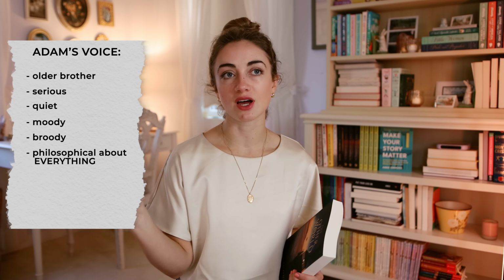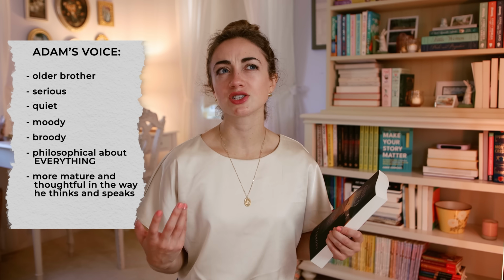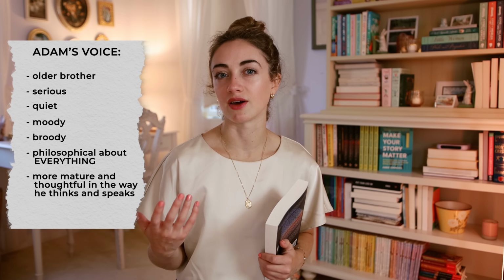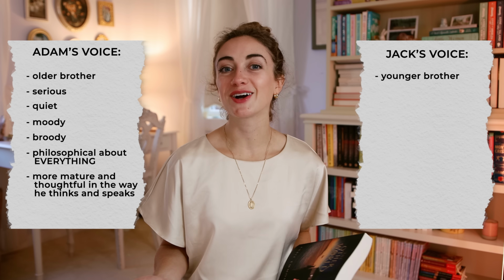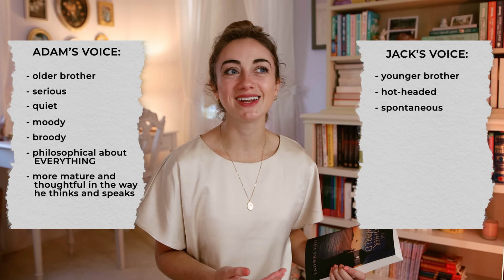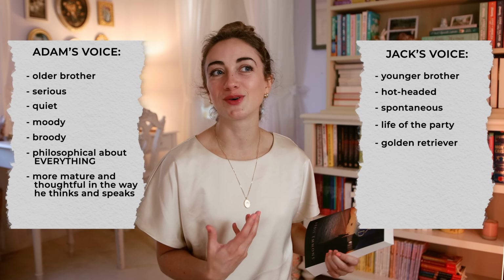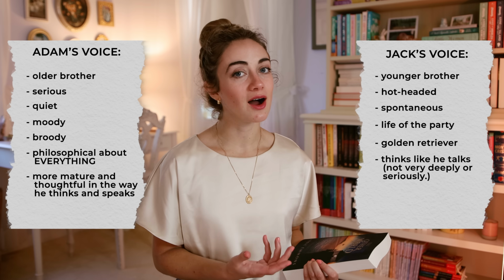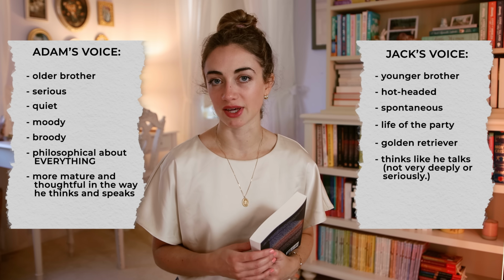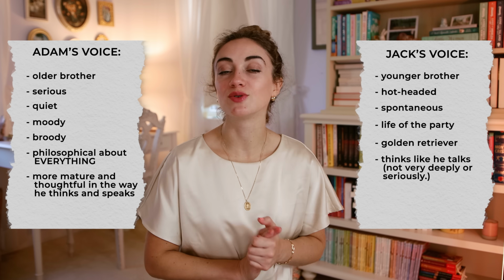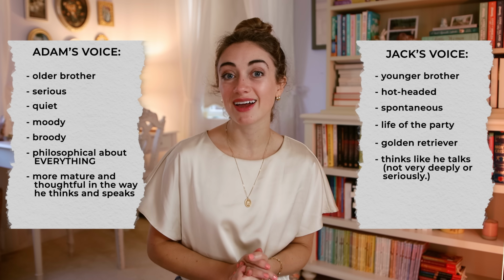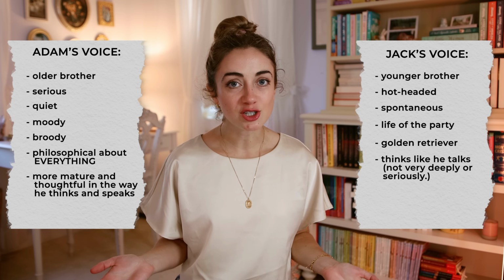So the very first thing I did was make character voice cheat sheets. Adam is the older brother. He is serious, quiet, moody, broody, philosophical about everything. And he's just more mature and thoughtful in the way that he speaks and thinks. Jack is the younger one. He is hot-headed, spontaneous, life of the party, kind of golden retriever energy. Thinks like he talks, which is to say not very deeply or seriously. And looking at these 2 character voice cheat sheets side by side, you can really see the contrast and the difference here.